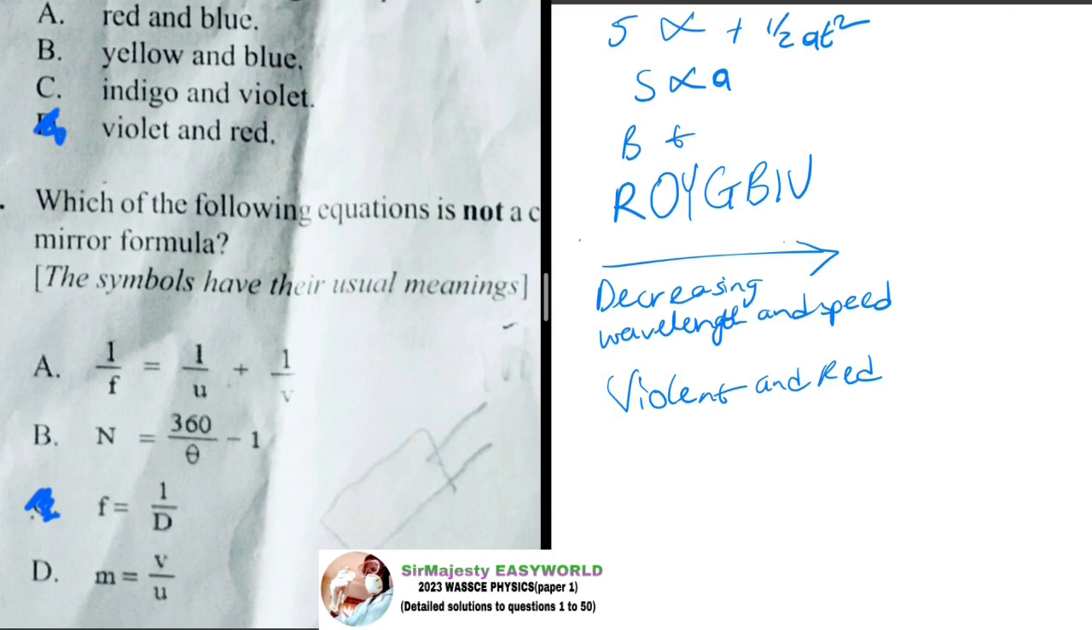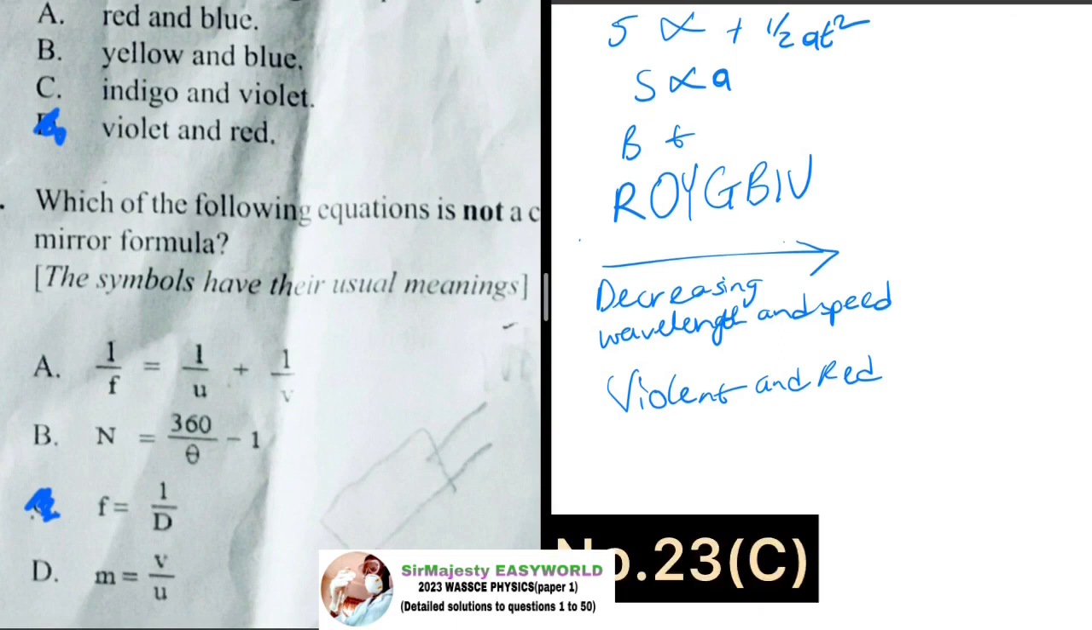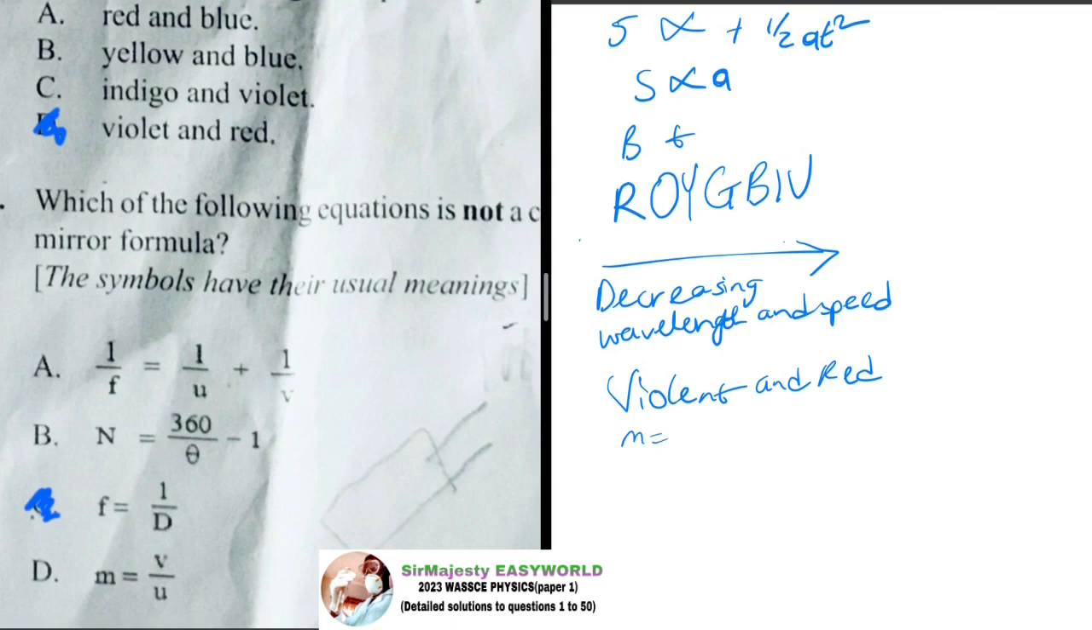So we have magnification. So we have f is equal to 1 over d. f is our focal length, while d is diopters. That's the power of a lens. Apparently, there's nothing like the power of a mirror. So relating this formula to that of a mirror is not correct. So this is not a mirror formula. Then the last one is M is equal to v over u. This is the magnification of the mirror, that's the size of the image divided by the size of the object.